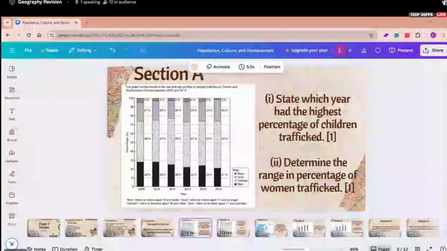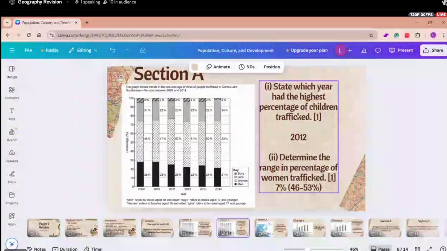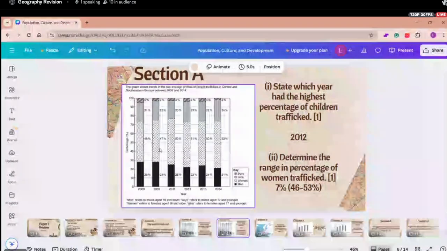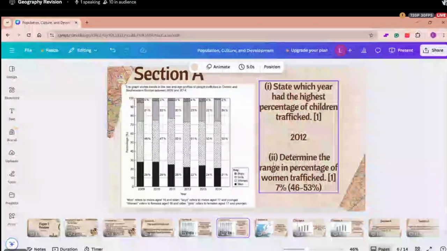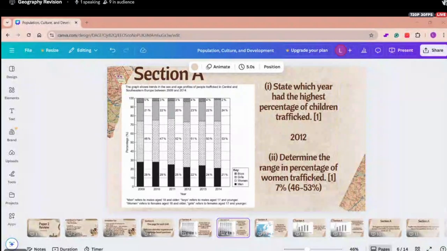Okay, so let's check out the mark scheme then. The mark scheme for this is, of course, which year had the highest percentage of children trafficked? That was 2012. As you can see here, if you add up the boys plus girls, it was the highest number out of them all. And then determine the range and percentage of women trafficked. It's 7% or 6 minus 53%. So check if you got that one correct. If you did, give yourself a pat on the back. If not, it's okay. We'll do another one as well right now.